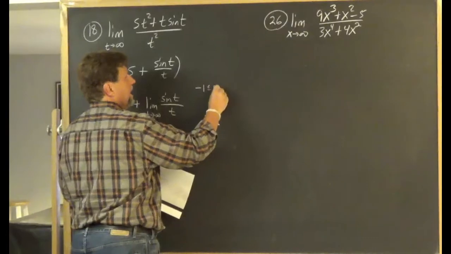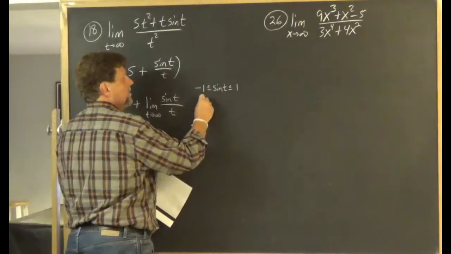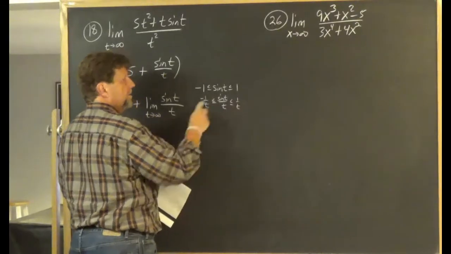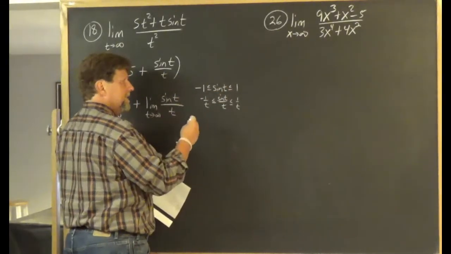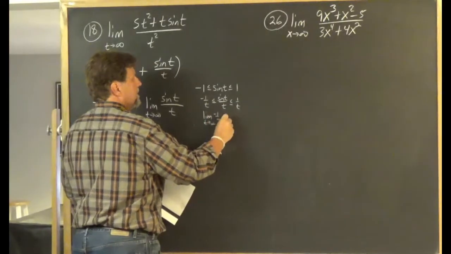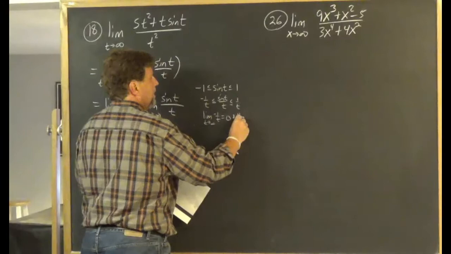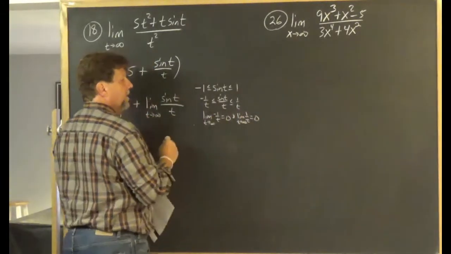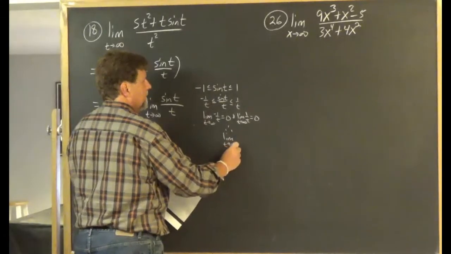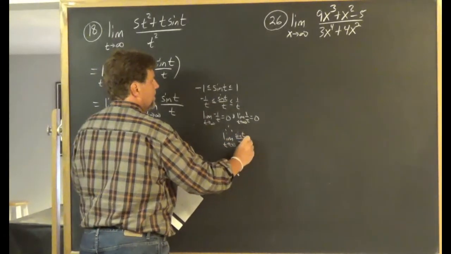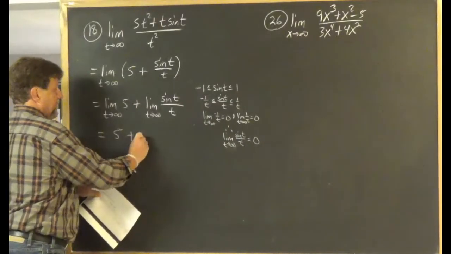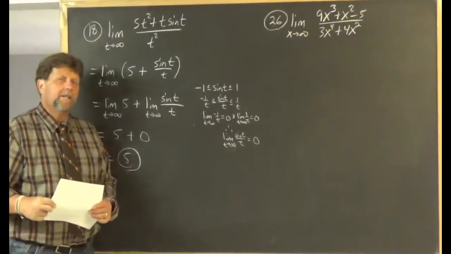Negative 1 is less than or equal to sine t is less than or equal to 1. So negative 1 over t is less than or equal to sine t over t is less than or equal to 1 over t. Just divide each piece by t. The limit as t goes to infinity of negative 1 over t is 0. And the limit as t goes to infinity of 1 over t is also 0. So thanks to the squeeze theorem, the limit as t goes to infinity of sine t over t, it too is 0. So 5 plus 0 gives you the limit to be 5.